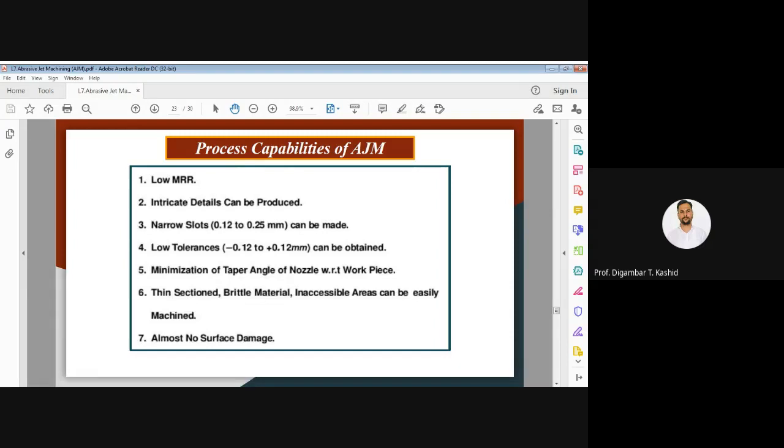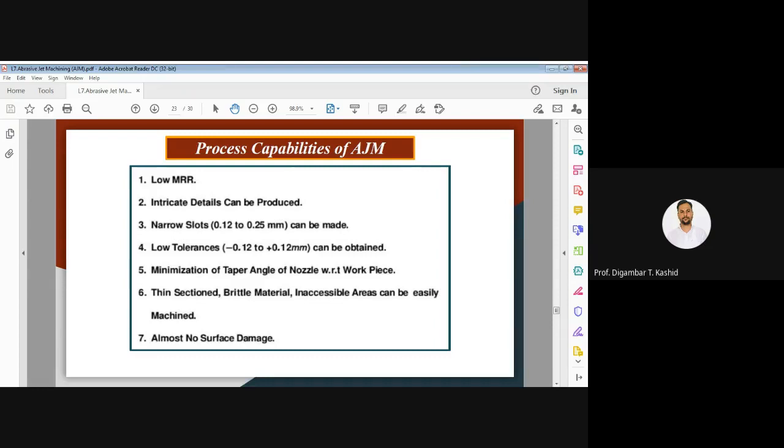Narrow slots can be cut, and the size of the slot can be 0.12 to 0.25 mm using this process. A low tolerance can be achieved, that is plus minus 0.12 mm. The taper can be minimized by properly setting the angle of your nozzle with respect to the workpiece surface. Thin sections can also be machined using this process. It is also very good for brittle materials.